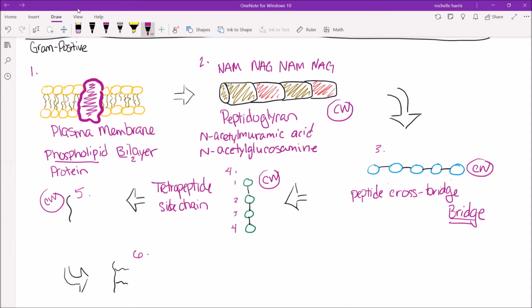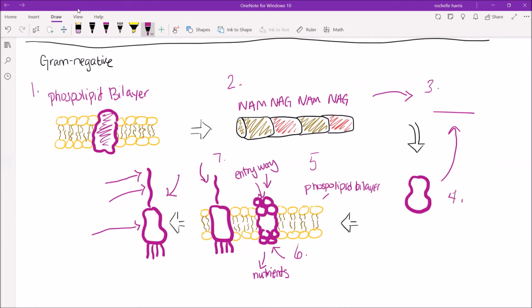And then 5, we have wall-teichoic acid. So it's wall-teichoic acid. And our last one is lipo-teichoic acid. All right. You guys are doing fantastic. So this one here, we already know what this one is. And don't forget to put your answers in the chat.